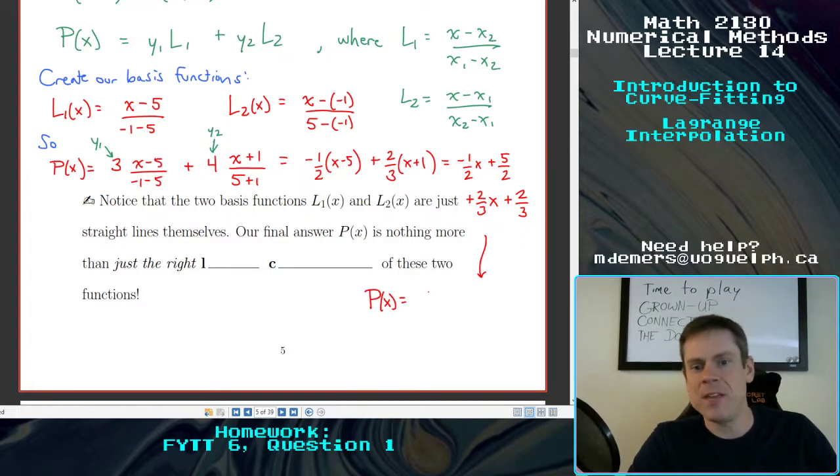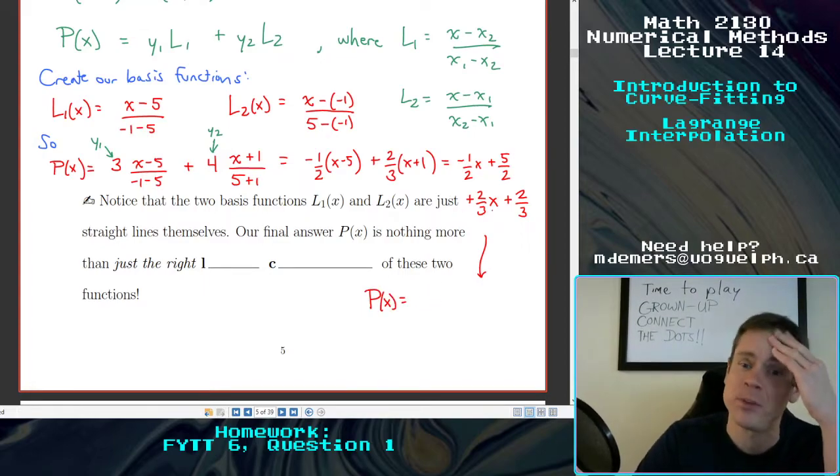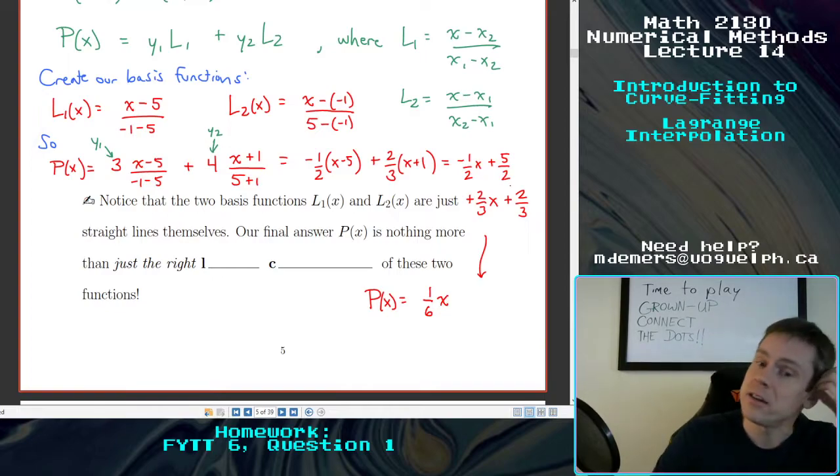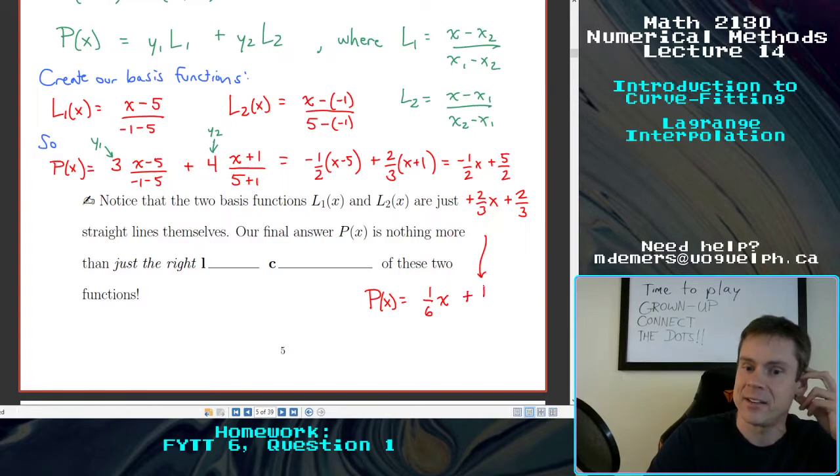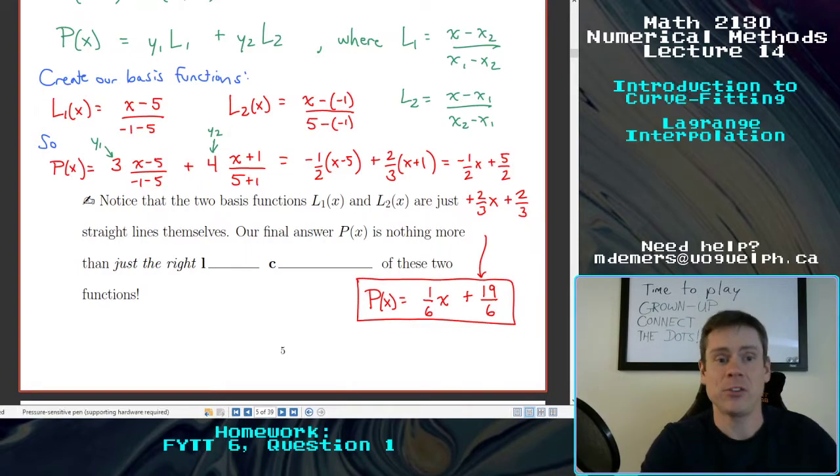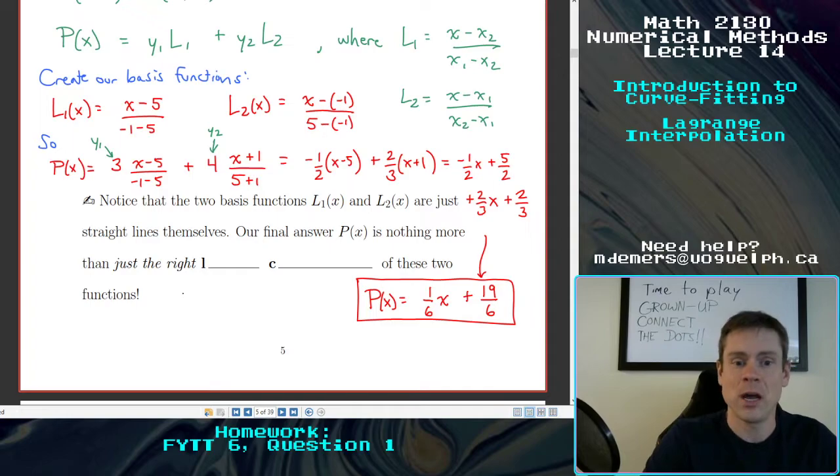So this is going to give us P of x equals, let's see here, minus a half x plus 2/3 x. Mental math, totally. 2/3 is 4/6, minus 3/6 is 1/6, so I think we get 1/6 x. And then, fun times, 5 halves. 5 halves is 15/6, and if I add 4 more sixths, I think we get 19/6. So this would be our unique first degree polynomial, the straight line that connects those two different points.